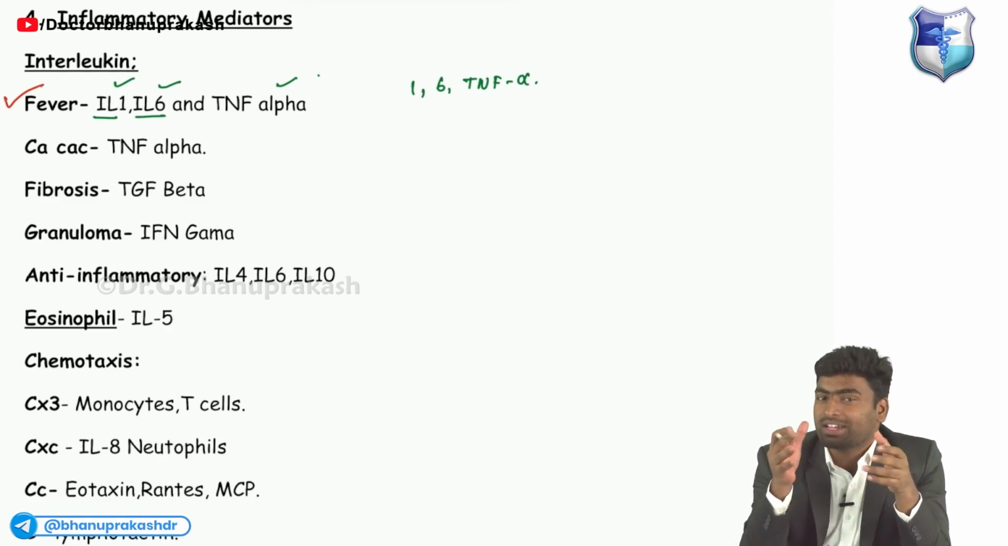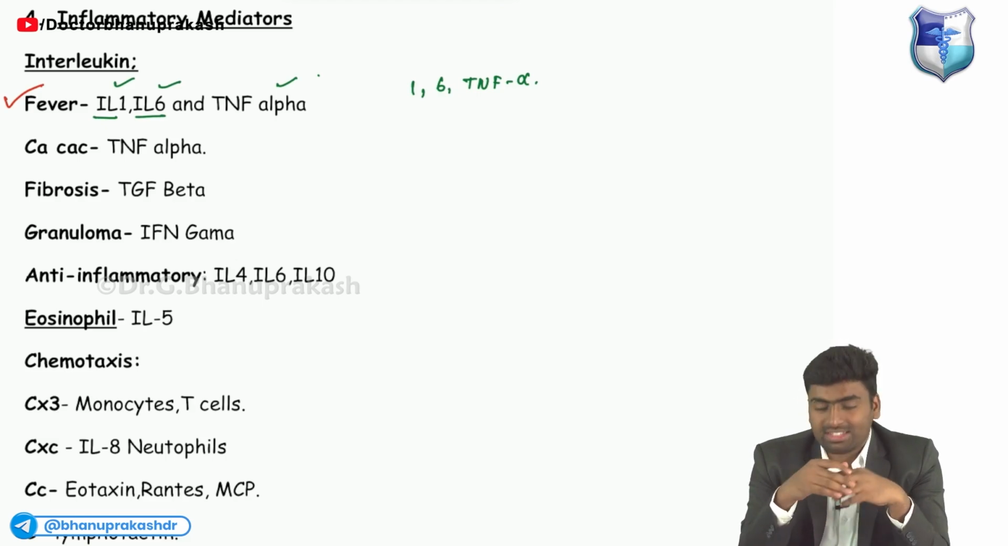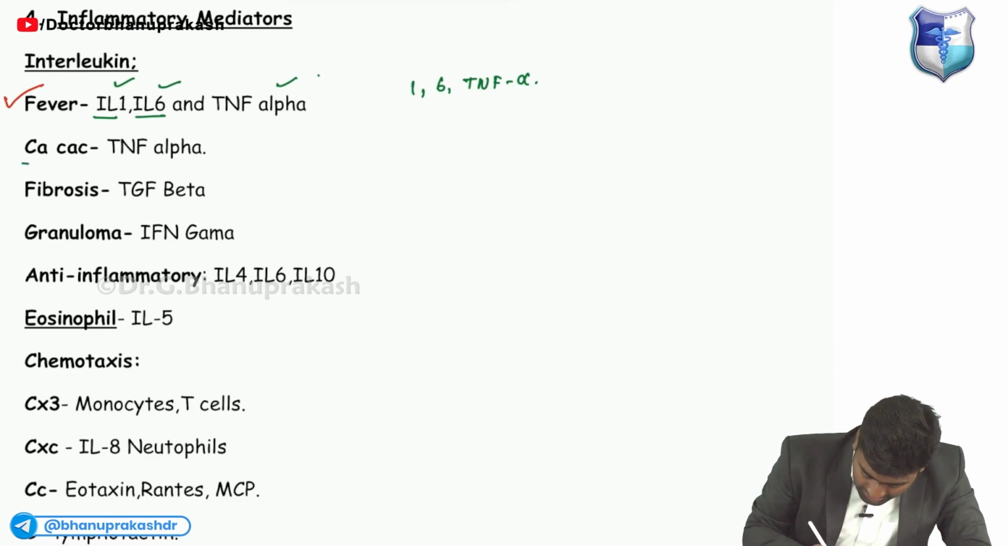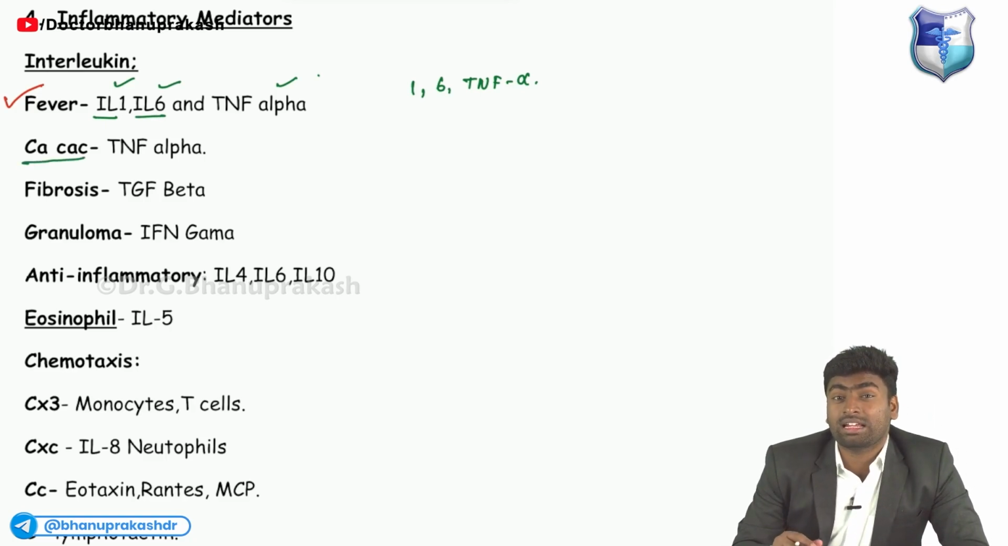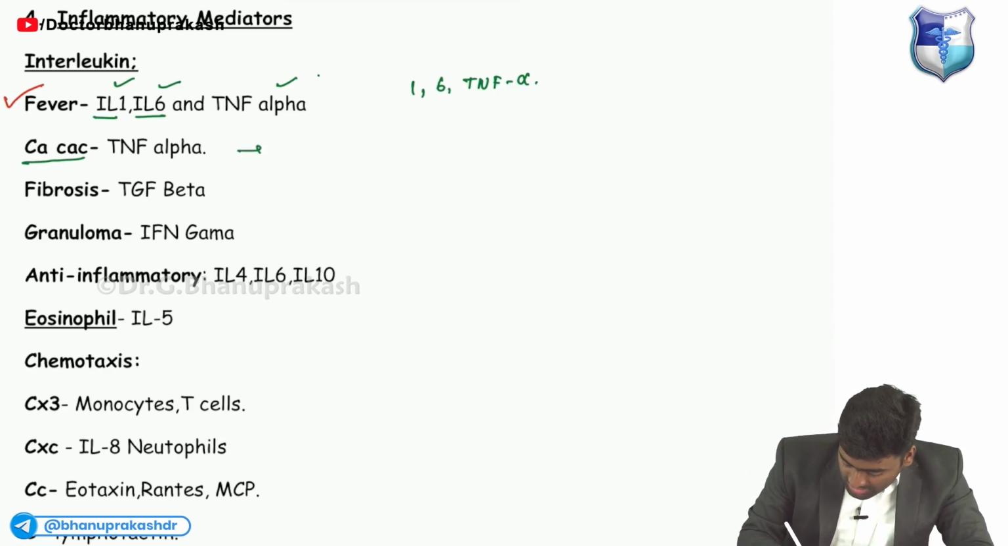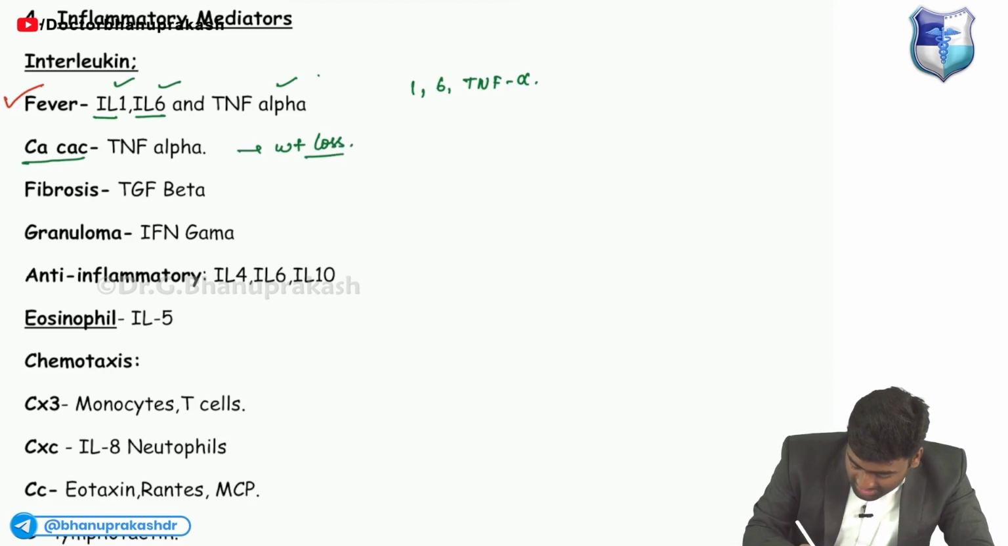Okay, so if we give paracetamol, it will decrease the inflammatory cytokines which are causing this fever. Next one, in cases of cancer and cachexia patients, there will be a loss of appetite and weight loss. There will be this weight loss, and it is due to TNF alpha.